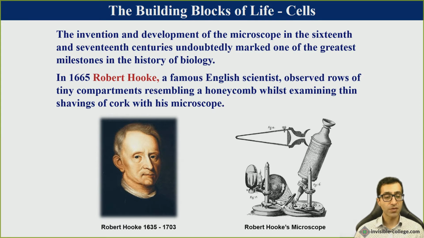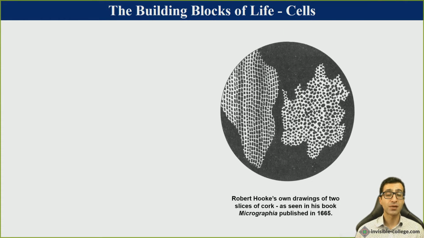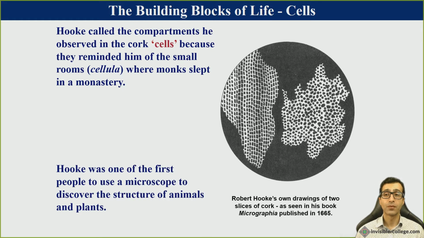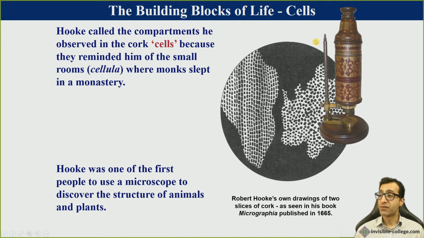And he found that rather than being a continuous material, living materials were made up of small compartments, which he described as resembling the dormitories that monks used to sleep in monasteries, which were called cellular. And so this is where we get the word cells from. What you're seeing here is one of Robert Hooke's own drawings, which he made when examining a piece of cork under a microscope.